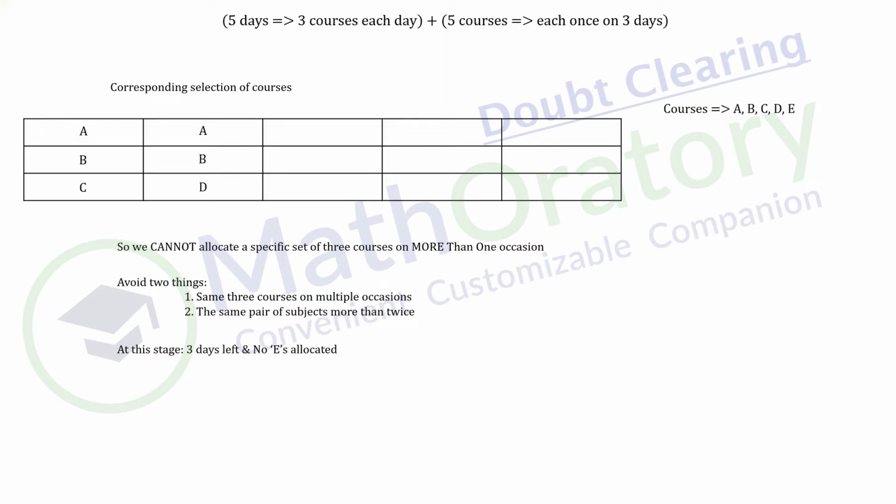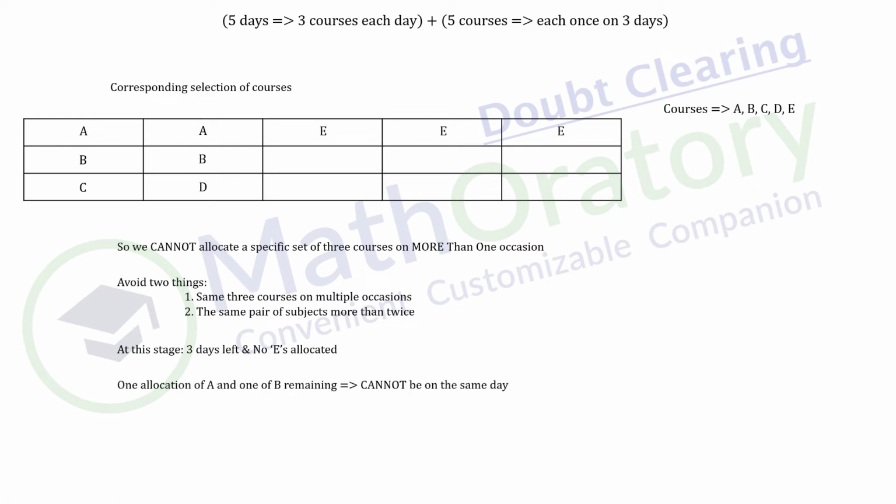I have allocated A somewhere, I've allocated D somewhere, I've allocated C and D, but I have not allocated E at all. And we have only 3 days remaining. The 2 days are packed. The 2 days are completely packed, all the slots gone. So obviously one of the E's has to go to each of the remaining 3 days. That is pretty obvious, I hope.